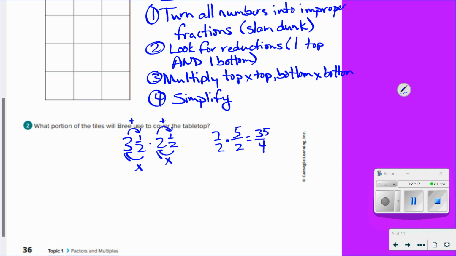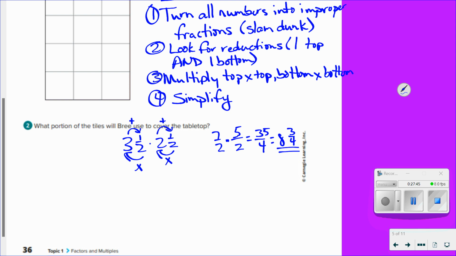And then we simplify. How many times will 4 go into 35 without going over? 8. That makes 32. So how much is left? 35 minus 32 gives me 3. 35 minus 32 is 3, not 1. Not 33. 8 times 4 is 32. And my number was 35.